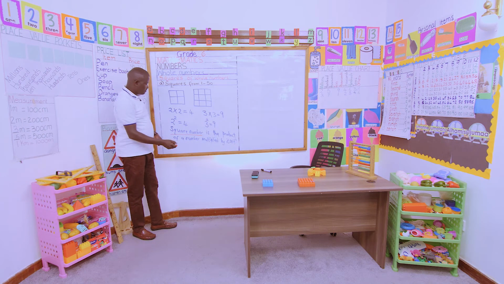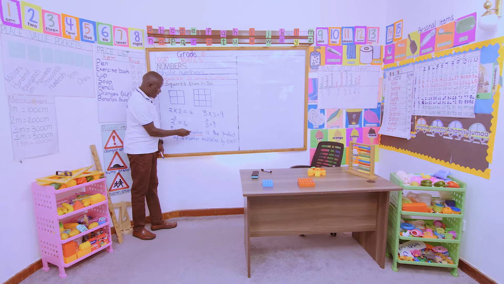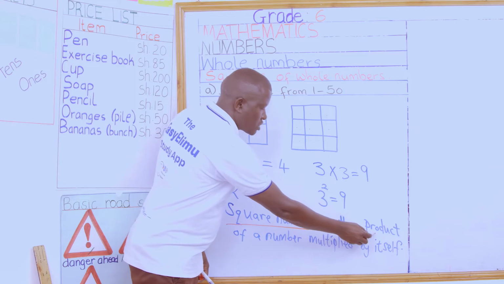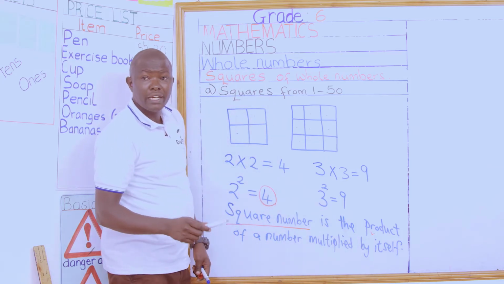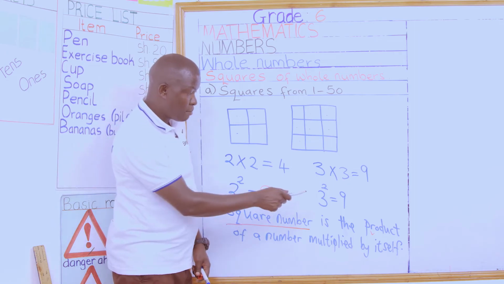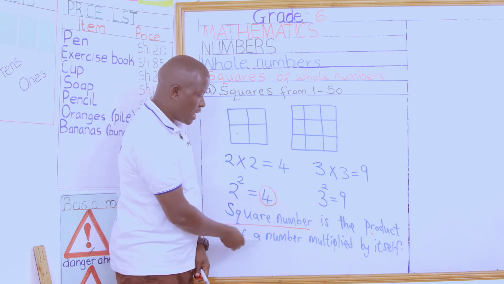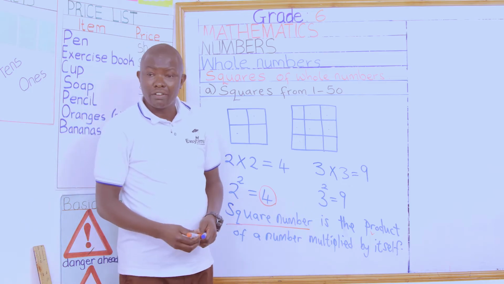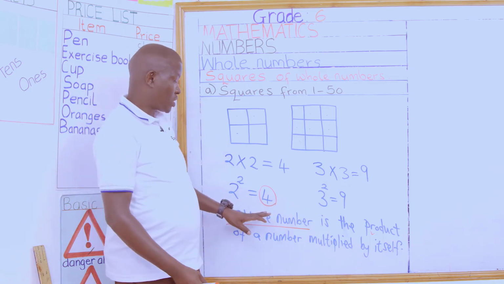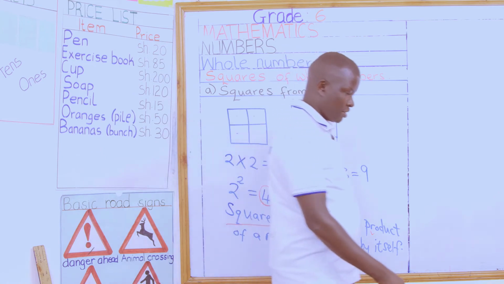So if square number is the product, this is now our square. Square of 2, it means now we are looking at its product. The product is what we get when we multiply numbers. And the square number is the product of a number multiplied by itself. So when I multiply a number by itself, whatever I get is what we call the square number.